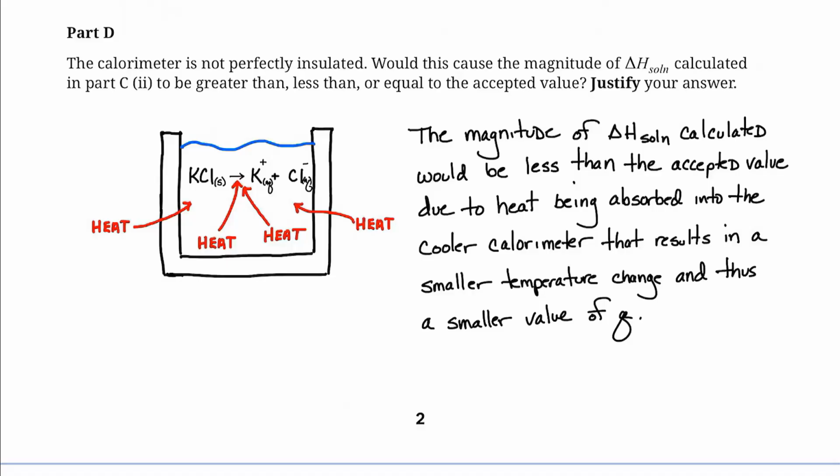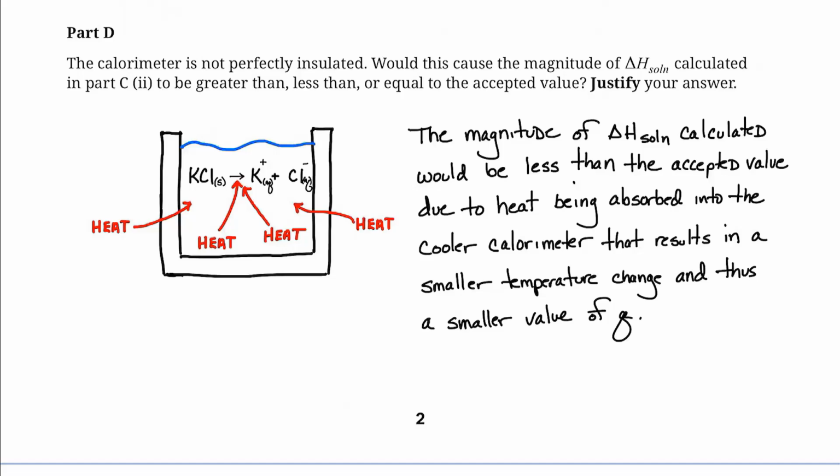Number 1D, the question states the calorimeter is not perfectly insulated, which is a problem with all calorimetry experiments, although we assume the only energy transferring is between the reaction and its surroundings, or the surroundings and the reaction. The problem is that we do have energy that either leaks out or leaks in because calorimeters are not closed systems. So the second part of this question states, would this cause the magnitude of the energy per mole we just calculated in part C II to be greater than, less than, or equal to? Well, it would be less than. It normally is less than.